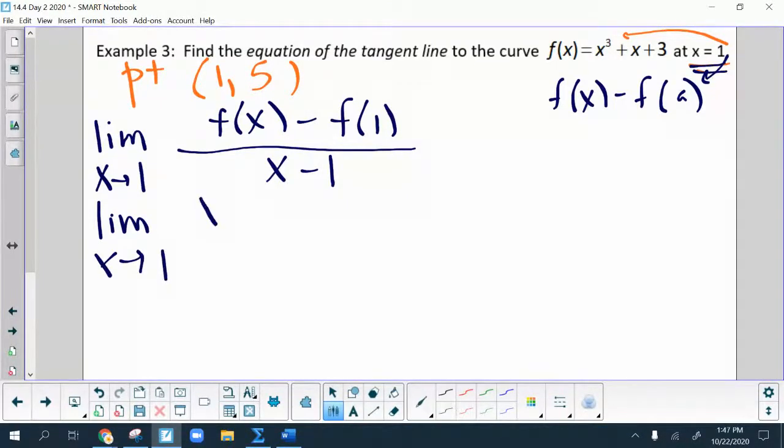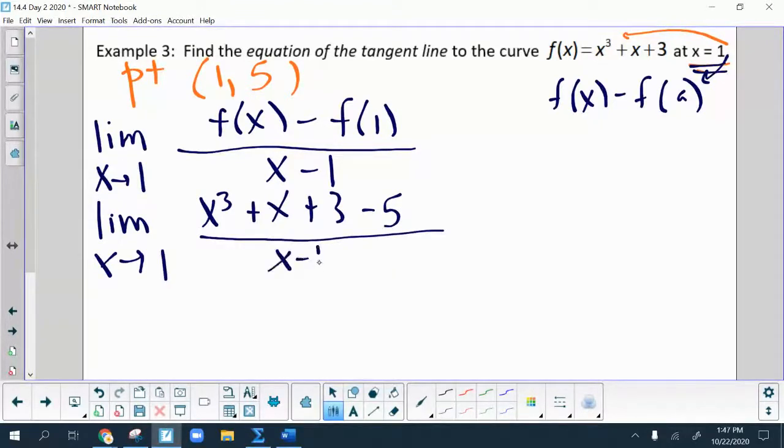And I'm just copying my function down, x cubed plus x plus 3 minus, and then I'm substituting in what I get when I put 1 into the function. Well, I actually already did that. I did that up here in orange. When I put 1 in, I got 5. So I'm literally writing down 5 in that spot. And then x minus 1 in the denominator.